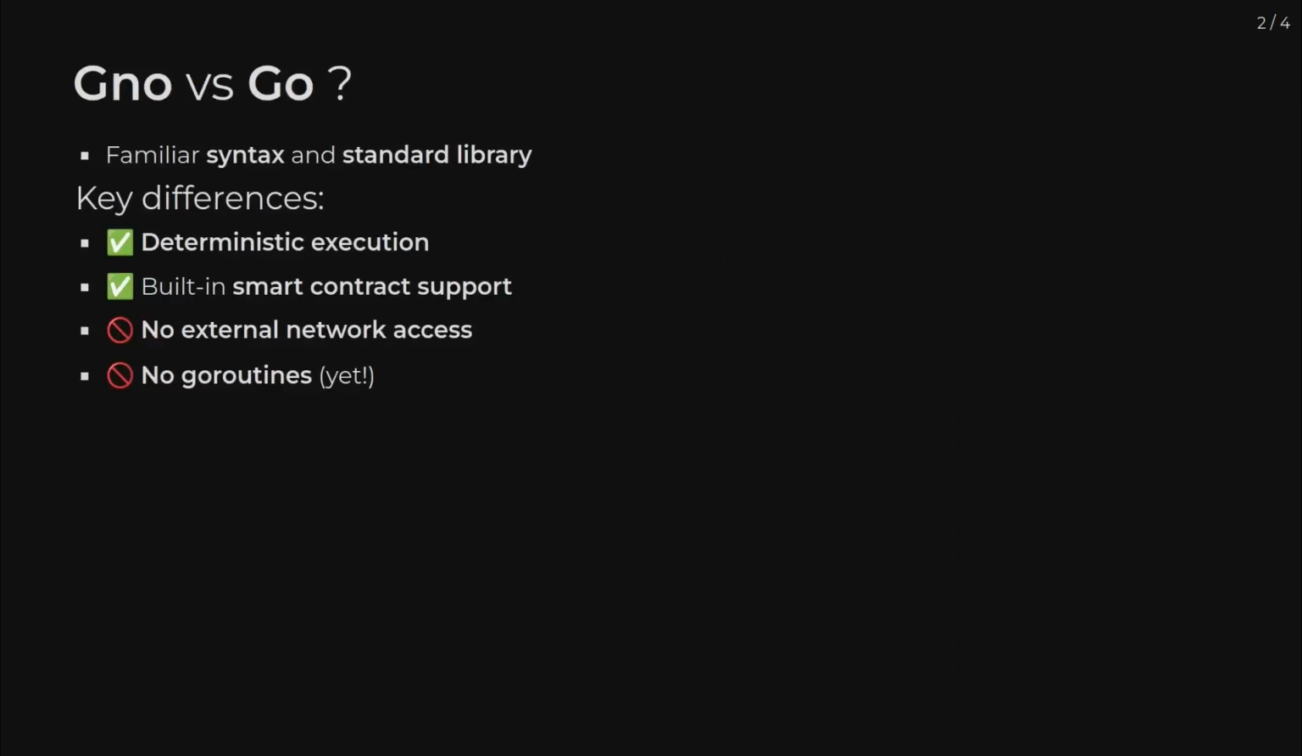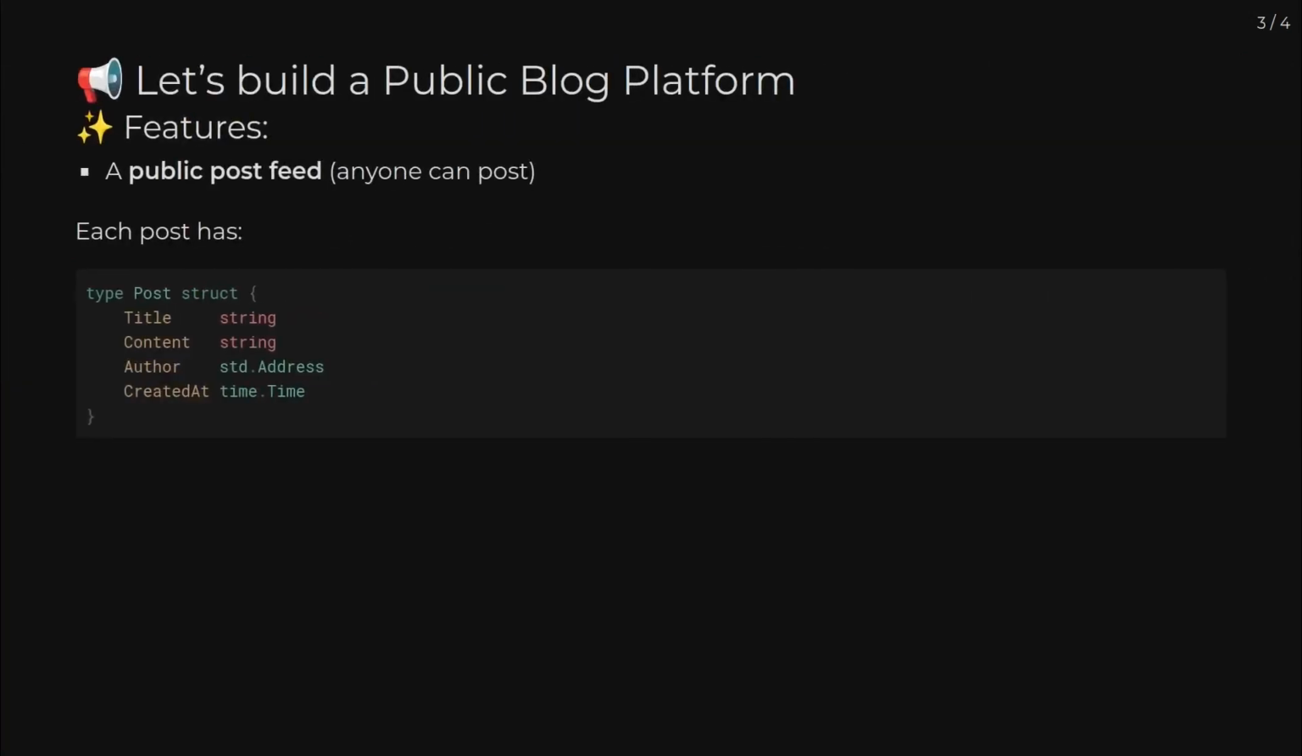As discovered in the previous episode, GNO has a very familiar syntax in its language and its standard library, but it introduces key differences. By its nature on the blockchain, it has deterministic execution and built-in smart contract support in its standard library, but it doesn't support any external network access for security reasons, and it doesn't have any goroutines yet. Today our goal will be to build a public blog platform that features a post feed where anyone can post. Each post has a title, a content, an author, and a creation time.